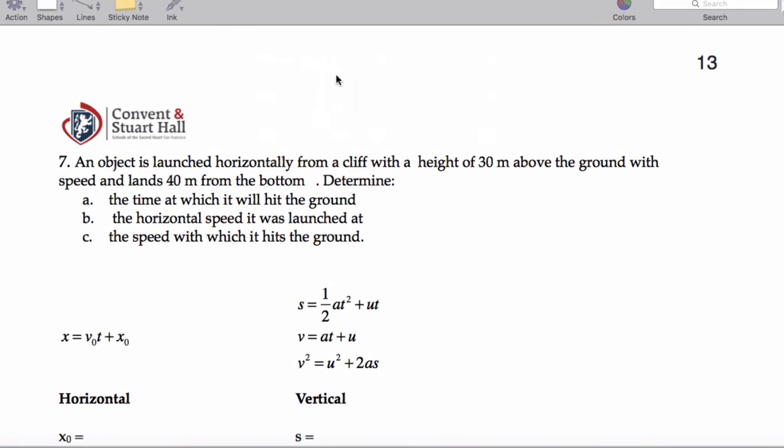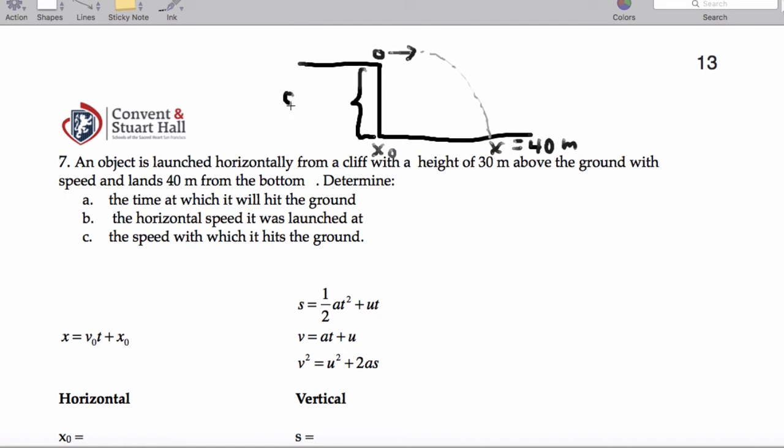Try that again. So we have this cliff. And what we're saying is this. We have this thing that launches, and it kind of lands like this. And what I was trying to say is that if this is x naught, this here is 40. That's what I meant to say by 40 meters from the bottom. And then this height s right here is 30.